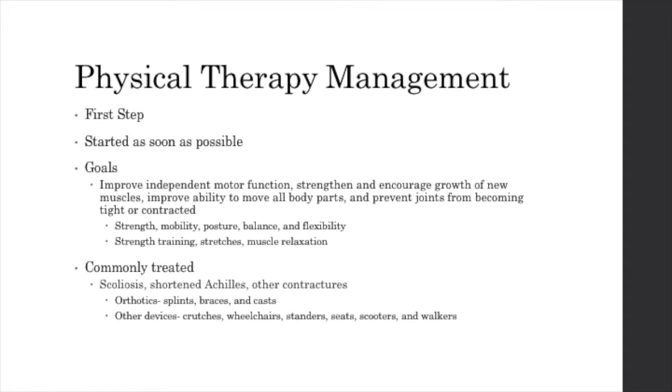The goals are to improve independent motor function, strengthen and encourage growth of new muscles, improve ability to move all body parts, and prevent joints from becoming tight or contracted. This is done by increasing strength, mobility, posture, balance, and flexibility through strength training, stretches, and muscle relaxation. The most commonly treated issues are scoliosis, shortened Achilles, and other contractures. This is done partially through the use of orthotics and other assistive devices.